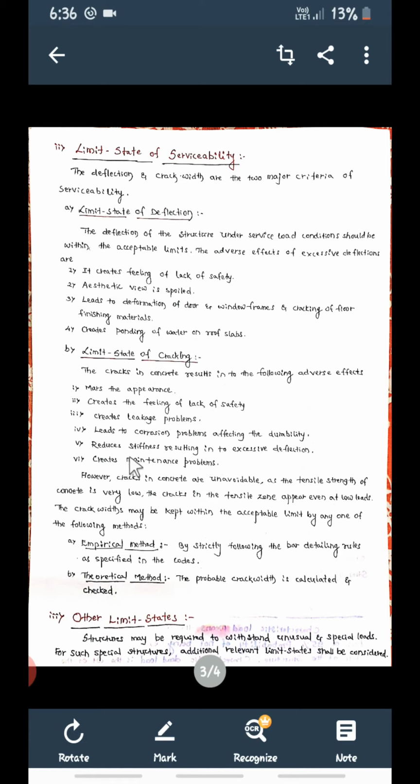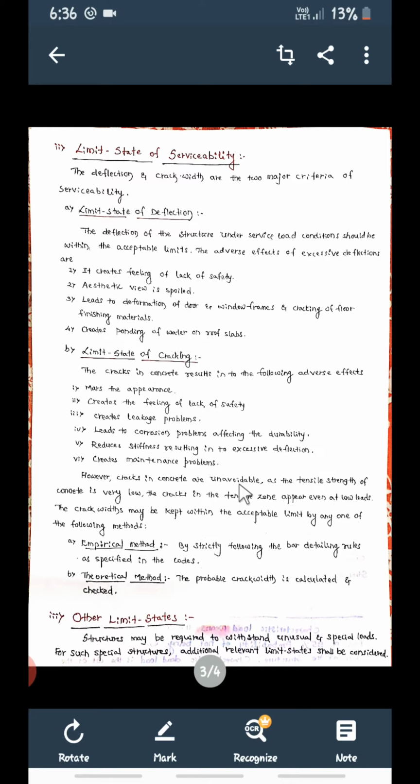So these are the problems associated with the limit state of cracking. Whenever we are considering the limit state of serviceability, two important criteria we are going to consider: the limit state of deflection, then the limit state of cracking. However, cracks in concrete are unavoidable. In the majority of cases, even though we take major steps, there will still be cracks that develop in concrete structures.